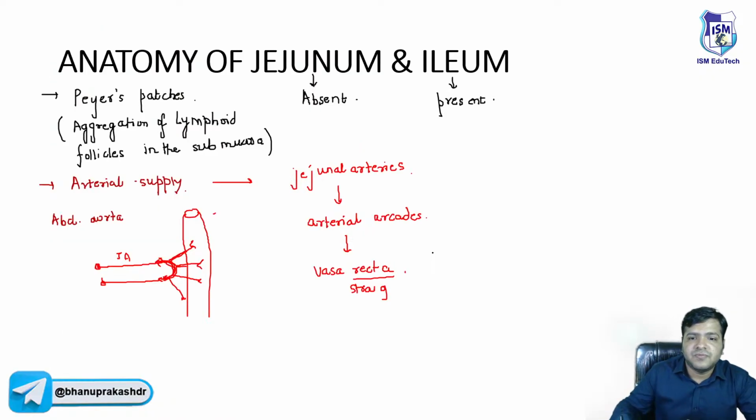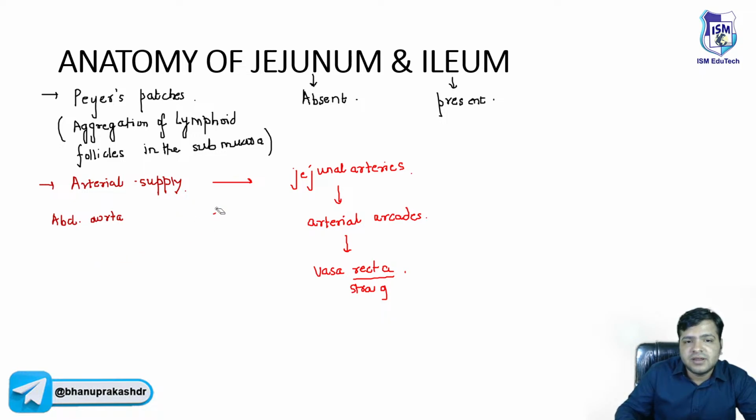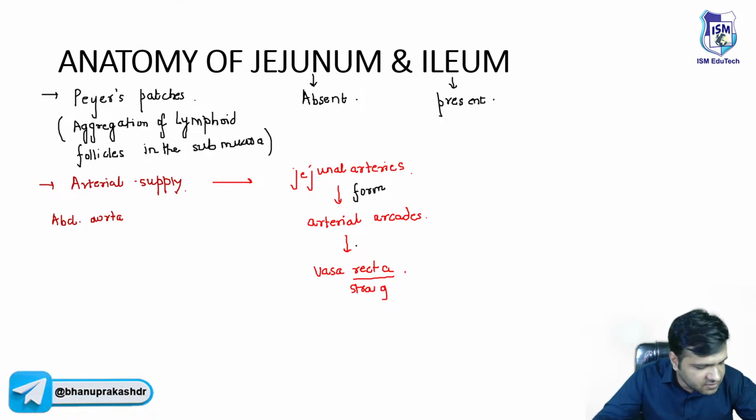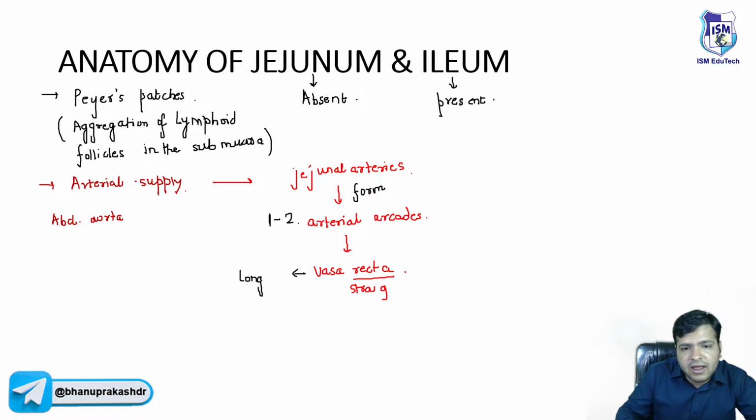Remember that these are straight branches, and these straight branches are called vasa recta. So jejunal arteries will form arterial arcades, and these arterial arcades will have straight branches coming from them, which will supply the jejunum. That is the vasa recta. Remember, the arterial arcades are formed only one to two in a single jejunal artery, and the vasa recta over here is longer as compared.